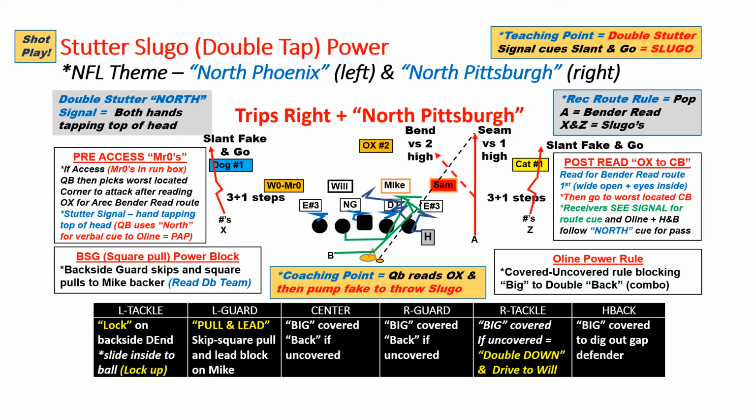The sluggo, every receiver should know how to do this. They're going to take 3 steps and then take 1 hard step and eyes inside like he's running a slant and then go off of that up the sideline out by the numbers.